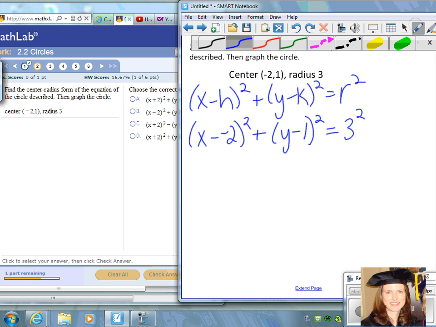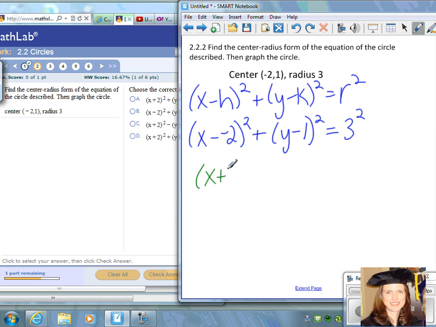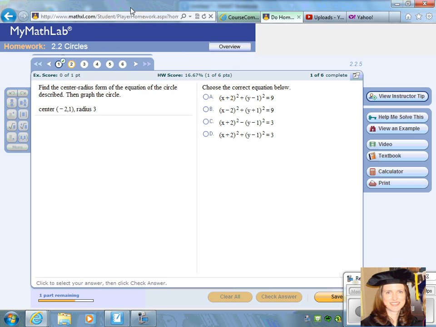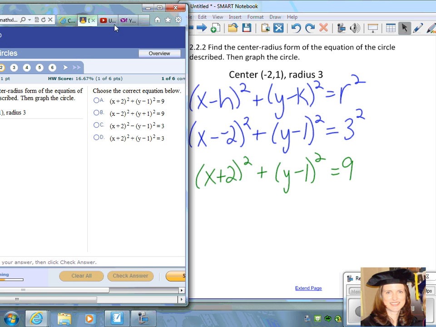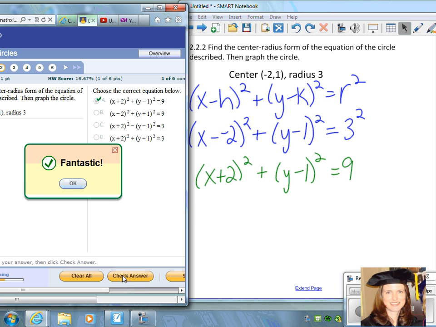Simplify this just another step. X minus a -2 is the same thing as x plus 2 quantity squared plus y minus 1 quantity squared is equal to 9. 3 squared is 9. Let's check the choices. We have x plus 2 quantity squared plus y minus 1 quantity squared is 9. Let's check A. Fantastic.